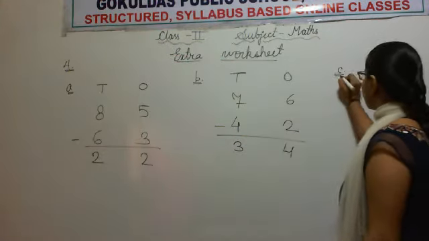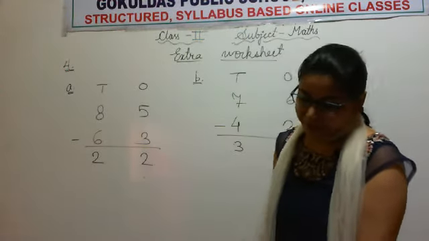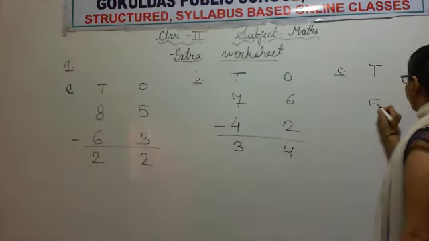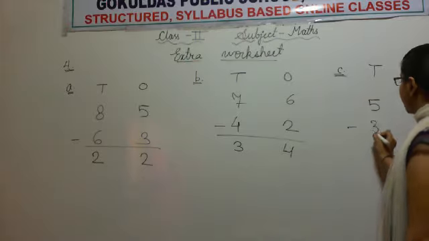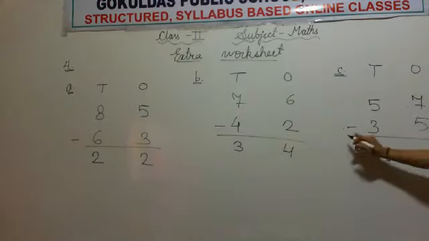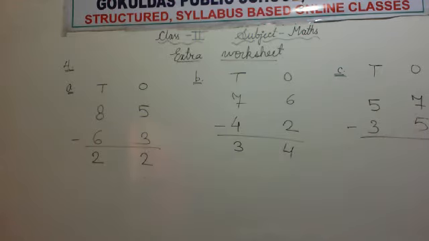Now part C. 57 minus 35. Again starting from the ones place, 7 minus 5. All of you open 7 fingers. Now minus 5 is there, so close 5 fingers. How many fingers are left? 2 fingers. So we will write the number 2.